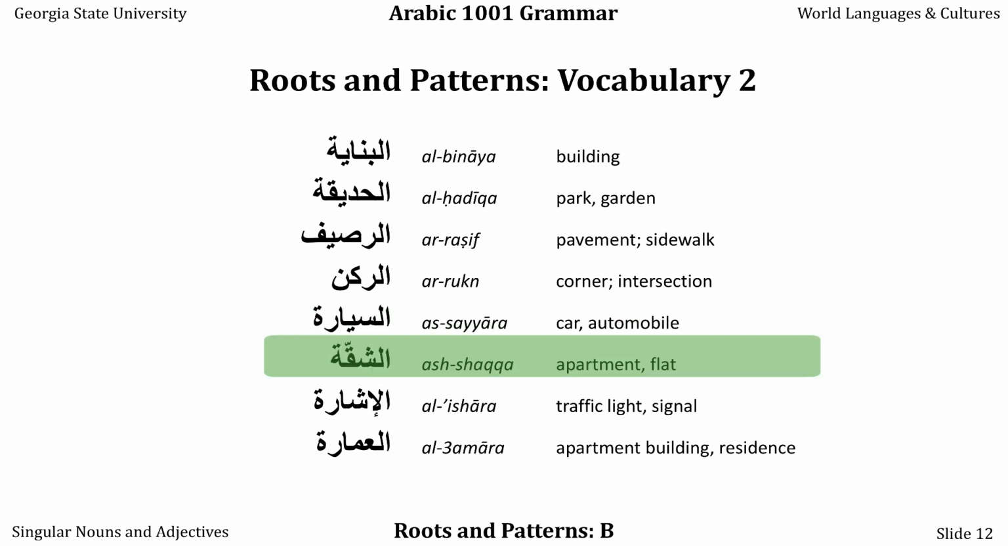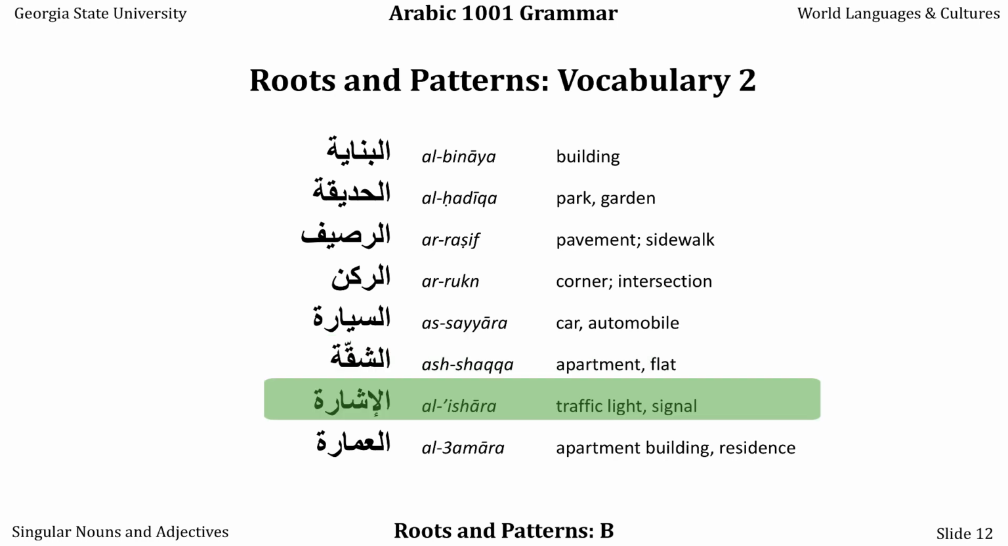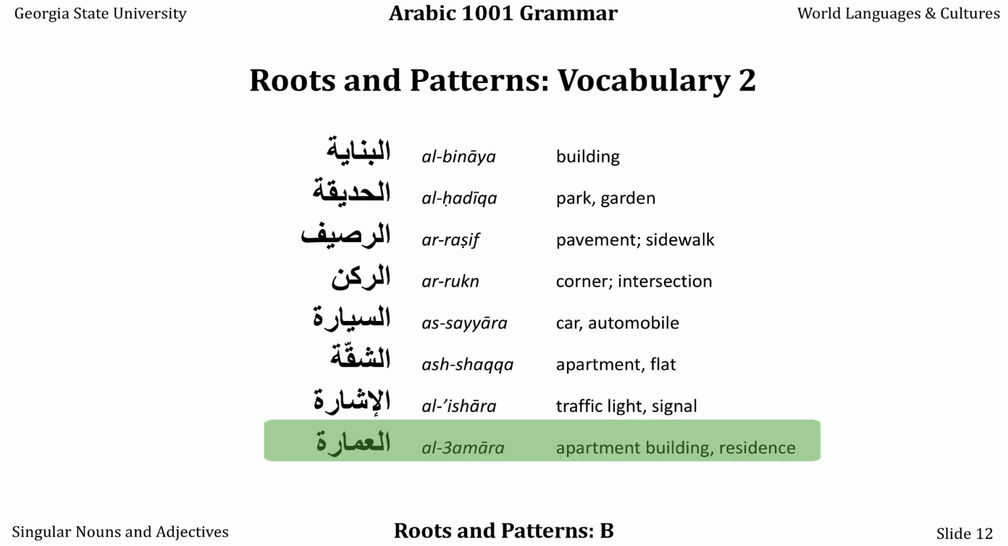Ash-shaqqa is an apartment or flat. It means something that has been snipped off or separated. Al-ishara, literally a signal, is a traffic light. And al-imara, something that has been filled up, is an apartment building or block of flats.